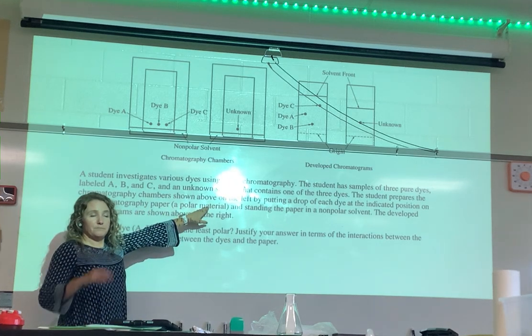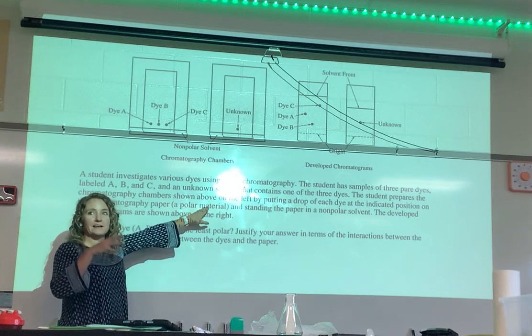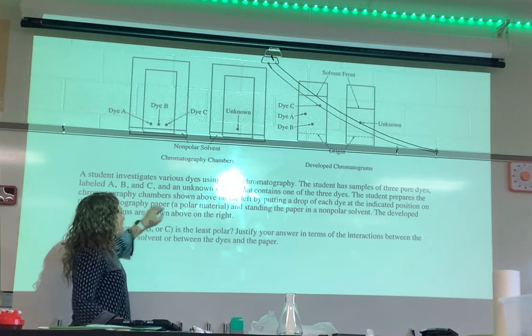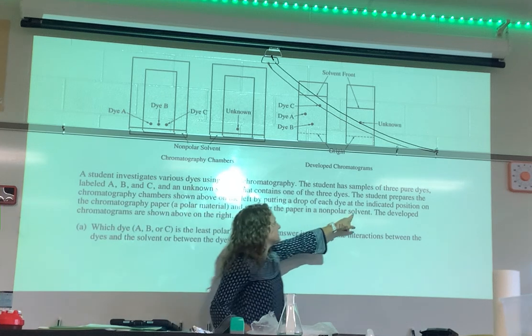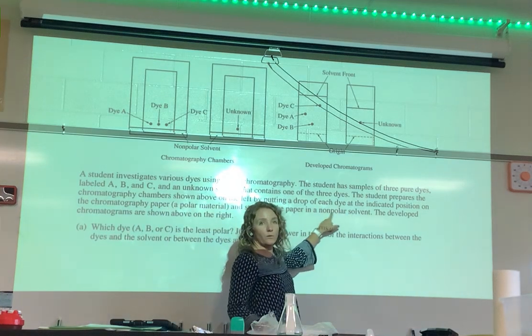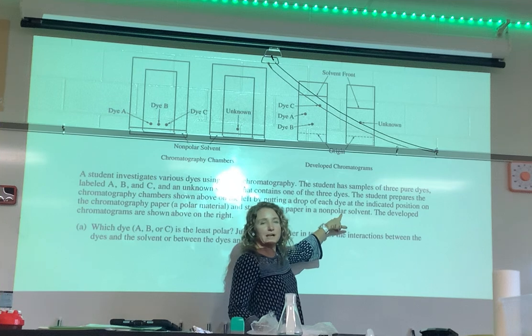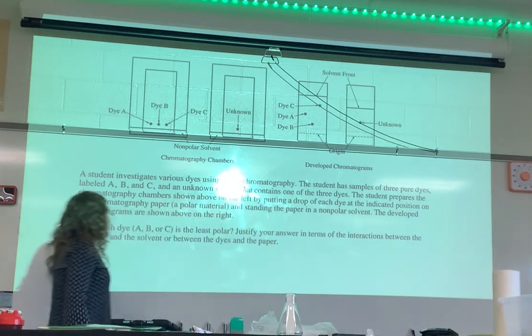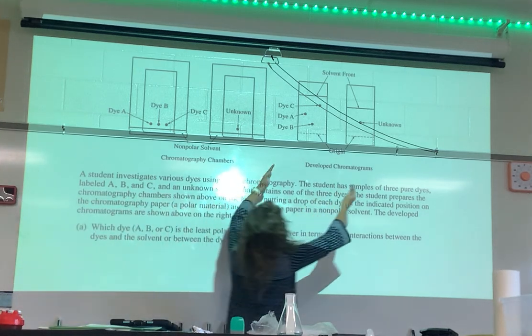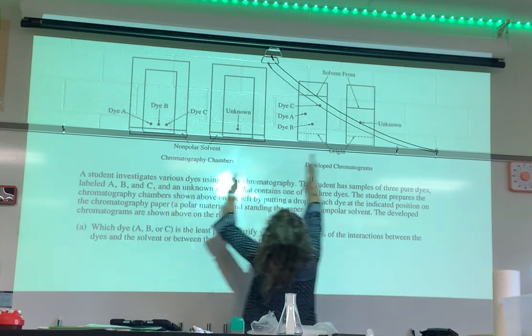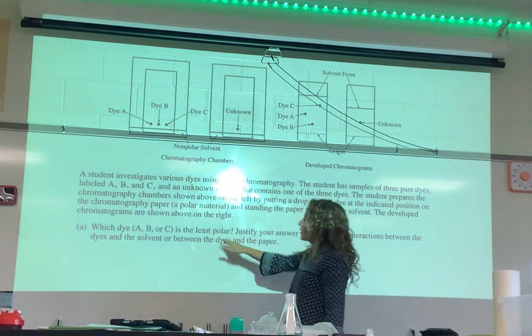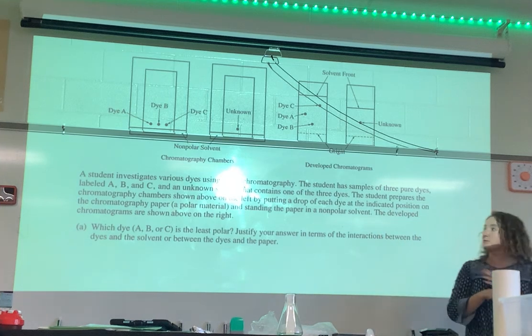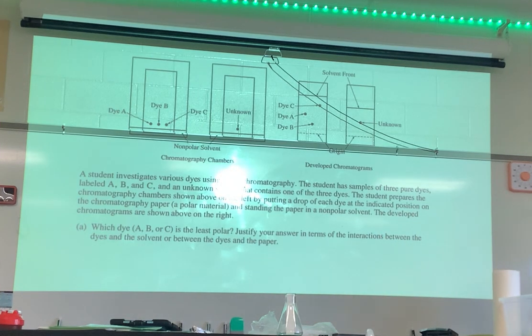Pay attention to where's my polarity, where's my non-polarity? The paper is polar and the solvent is non-polar. So we're using a non-polar solvent. And then this is when it's developed. Here's your before, here's your after. The question says which dye, A, B, or C, is the least polar, and then justify your answer in terms of the interactions between the dyes and the solvent or between the dyes and the paper.